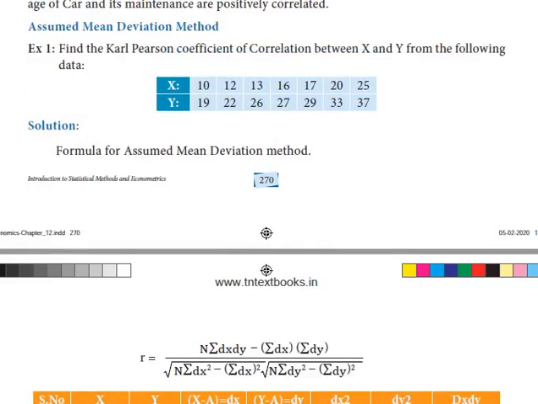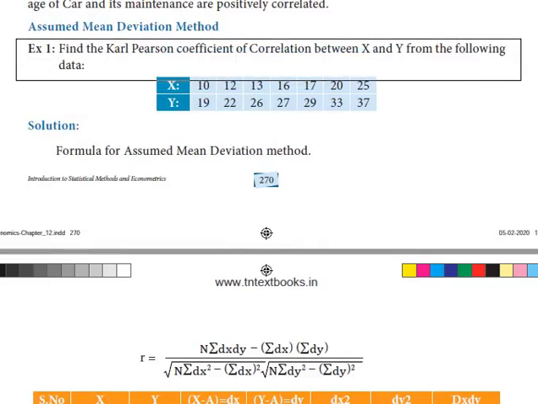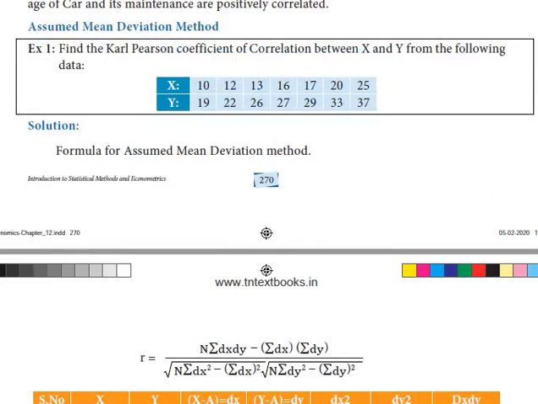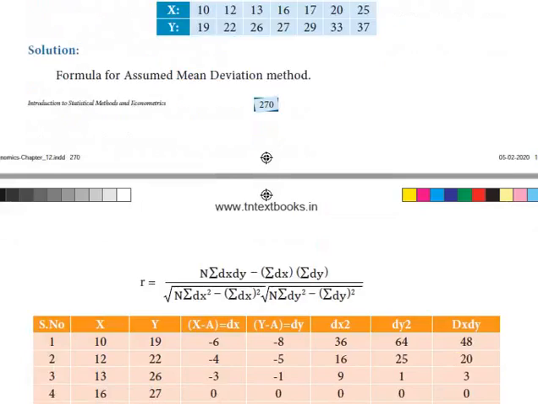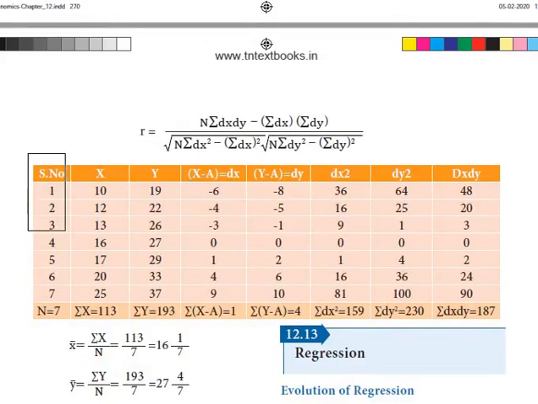Assumed mean deviation method. Find the Karl Pearson coefficient of correlation between x and y from the following data. So draw the tabular column and first write down the serial numbers. You have 7 values given. Then first write down all the x values, capital X. Then write down all the y values in the third column.